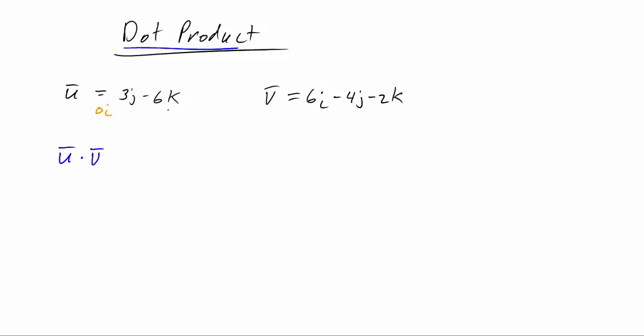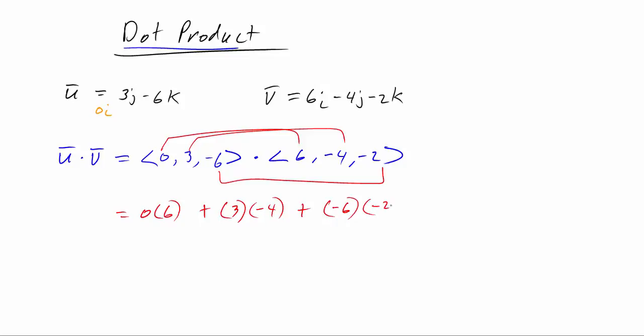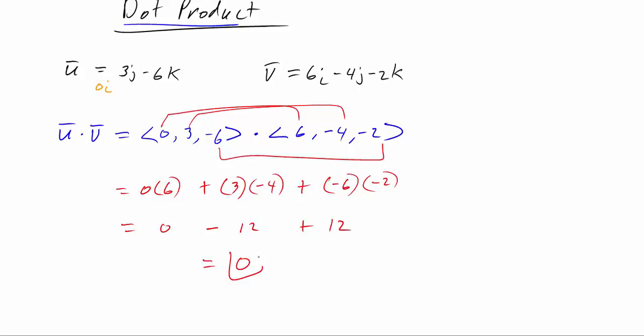Now, in this case, instead of using i, j, and k, you may find it a little bit easier if we were to go to this component form here. And I'm going to rewrite this then as 0, 3, and negative 6. So here we have our component form of u, dot product with v. So then we would just simply write 6, negative 4, negative 2. And now when we go to multiply, we would simply take 0 times 6 plus 3 times negative 4 plus negative 6 times negative 2. And if we do that, we're going to end up with 0 minus 12 plus 12. And in this case, the 12s cancel, so this is actually equal to 0.